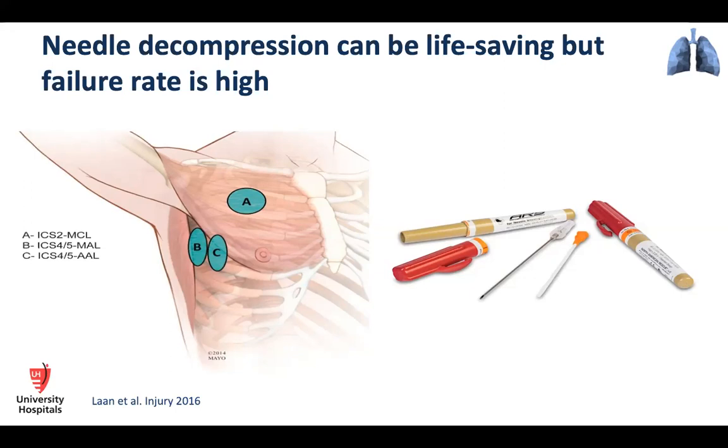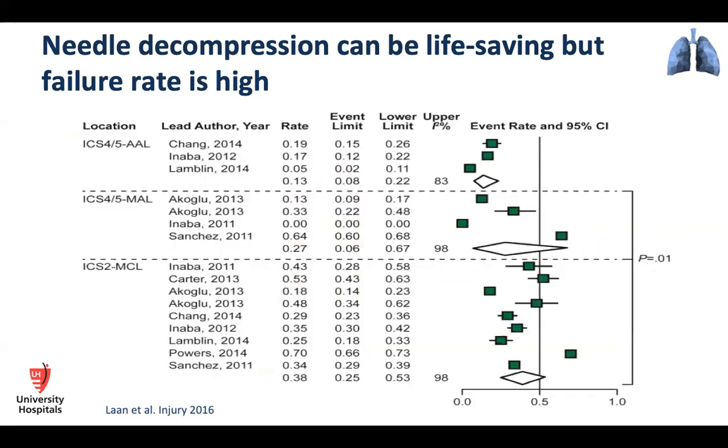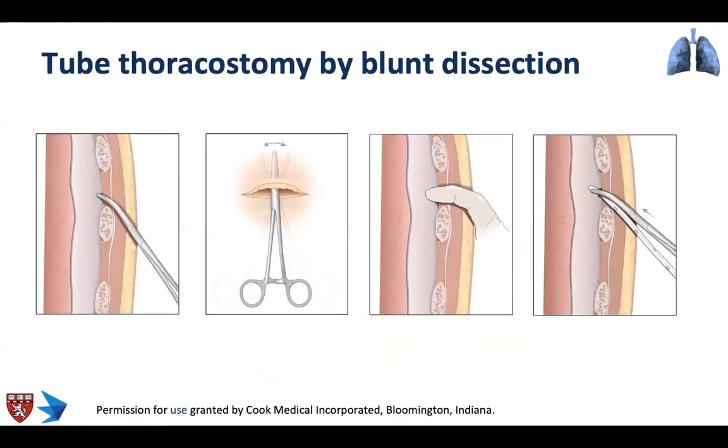Doing needle decompression and placing a needle in the lung is not that big of a deal. It will eventually heal, but putting a chest tube in the lung is not a good thing. And that's why the safest place to place a tube is the second intercostal space, mid-clavicular line. Now, needle decompression can be life-saving, but it has a high failure rate, and that's why tube thoracostomy is the ideal way to go. This is a representation of how a chest tube is placed surgically.